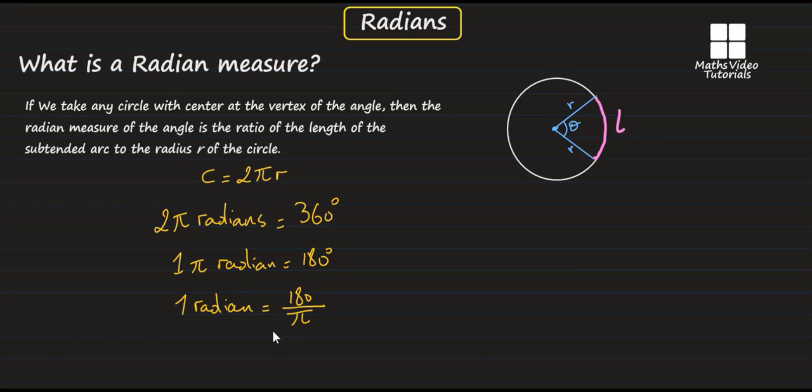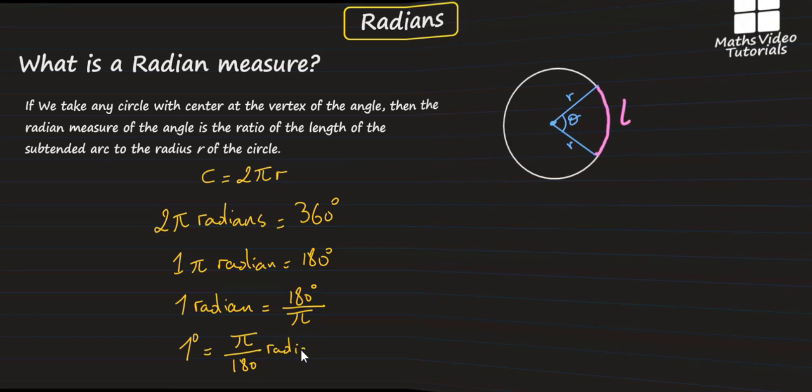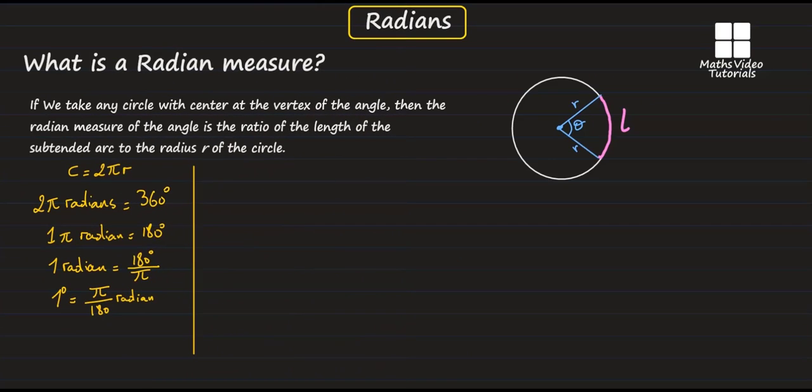Now, by doing the inverse, if you do the reciprocal, you will change from degree to radian. So we can write down 1 degree is equal to pi over 180 radians. So these are the two formulae that will allow you to convert from radian to degree and from degree to radian. I should put a radian here.